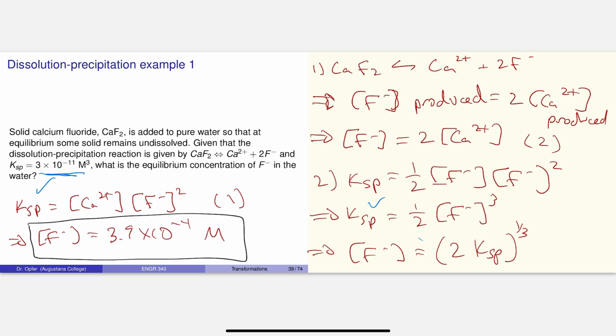Okay, so not difficult math. The hard part about these problems is just recognizing this first step, the stoichiometric relationships between products and reactants.